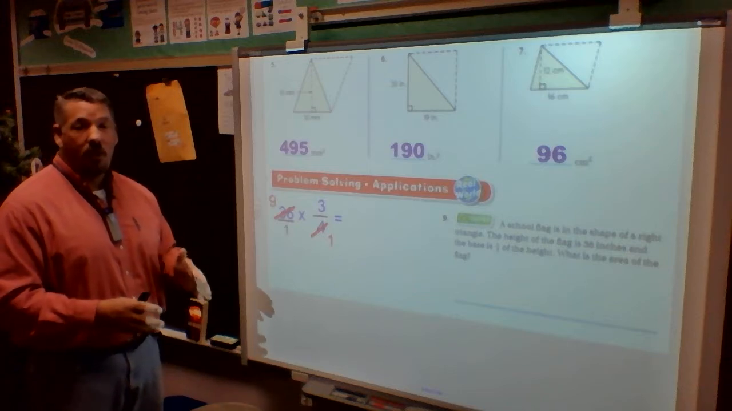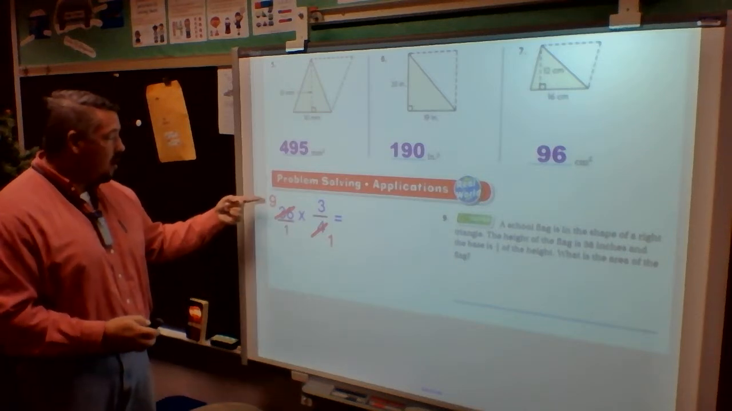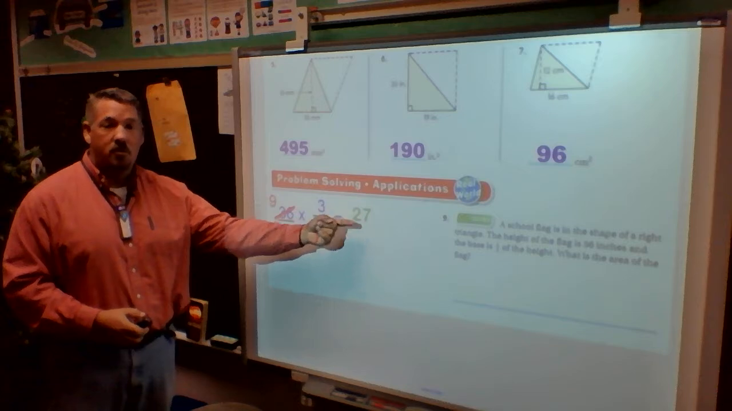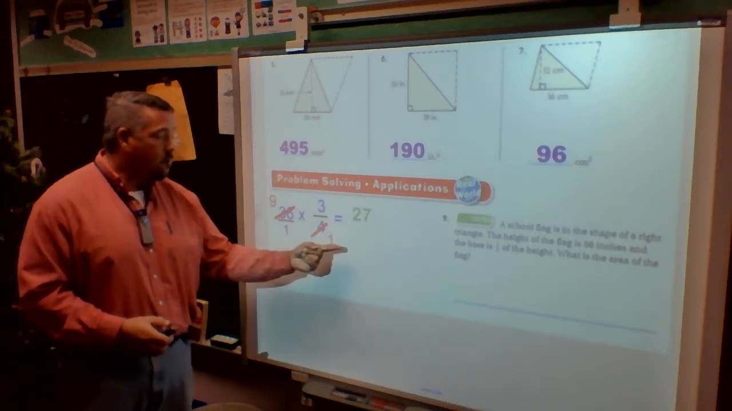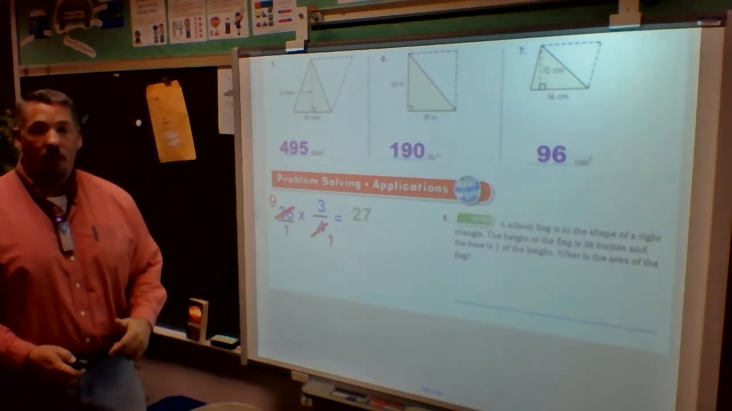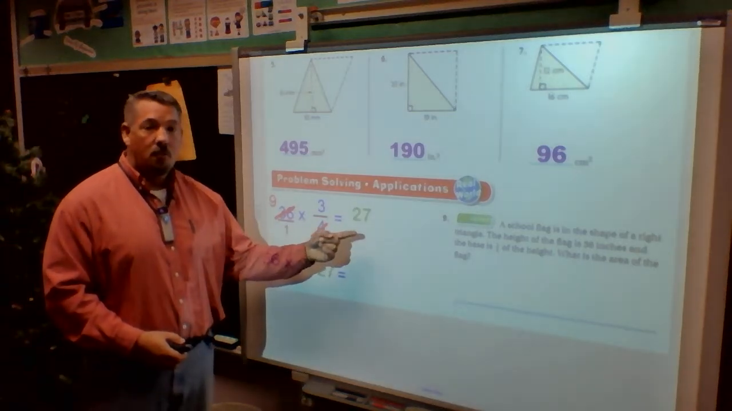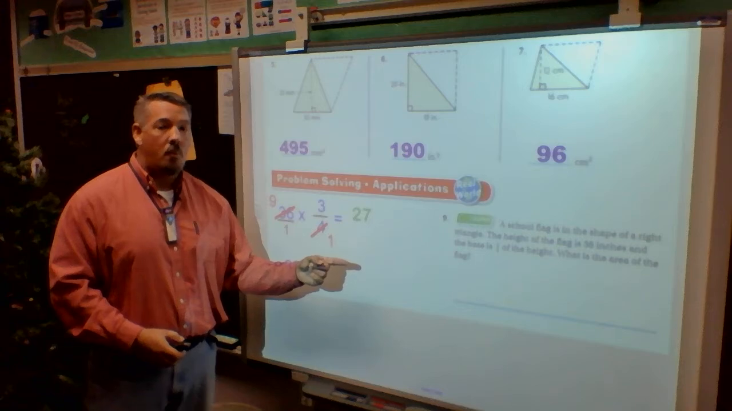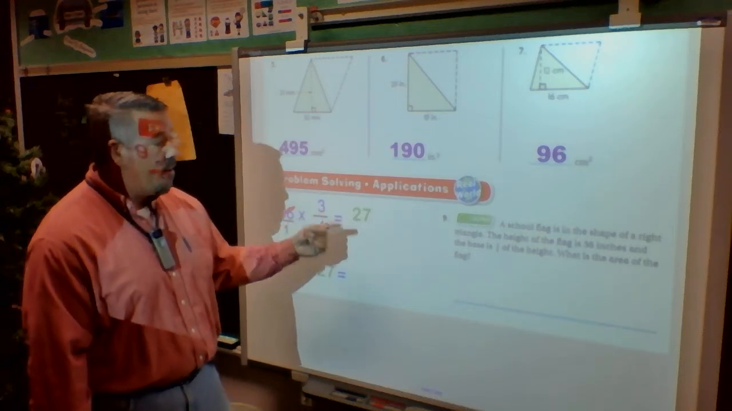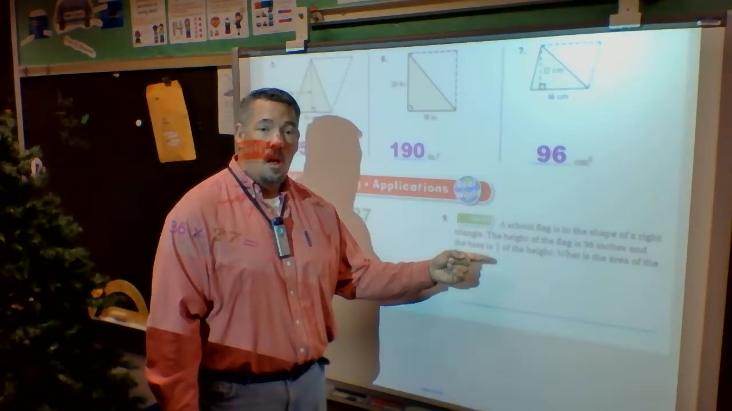So I'm left with then a straightforward multiplication problem of multiplying across. 9 times 3 is 27. 1 times 1 is 1, and I don't need a denominator of 1. So I know I have 27. But notice that's not the end of my problem. All I did there was find the base of my flag.